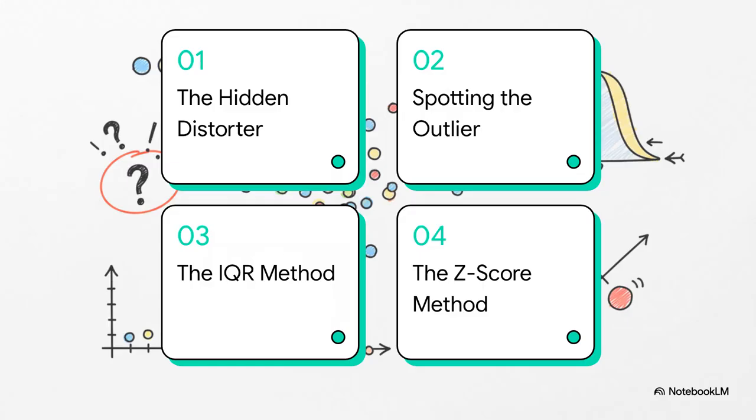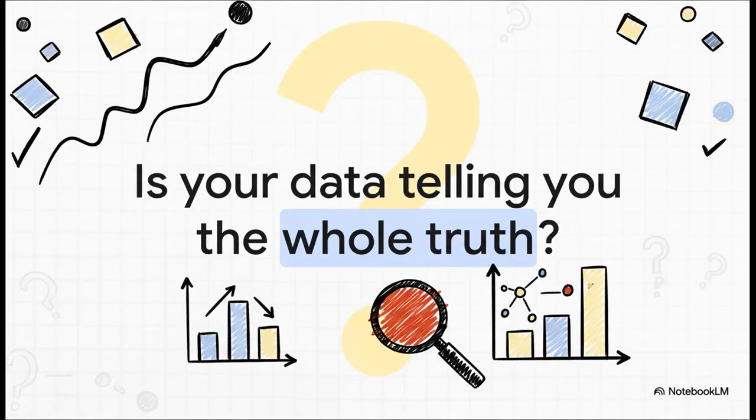Let's get into it. So here's our game plan for today. First, we'll figure out what exactly we're looking for. What is this hidden distorter? Then, we'll learn how to actually spot them with our own eyes. And finally, we'll break out the big guns, a couple of simple but really powerful mathematical methods to confirm their identity.